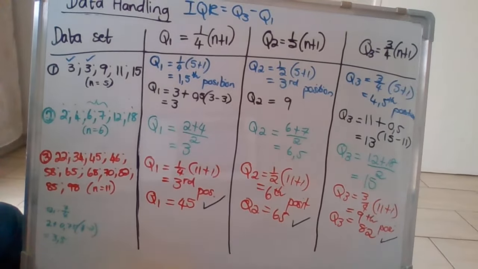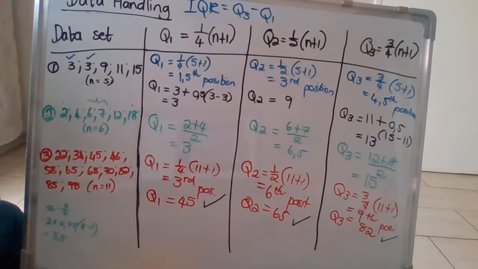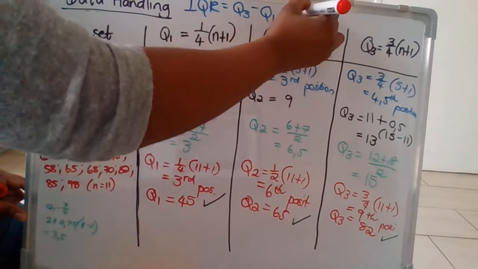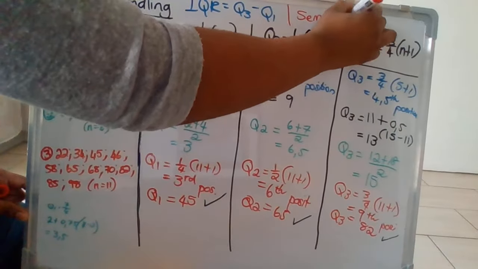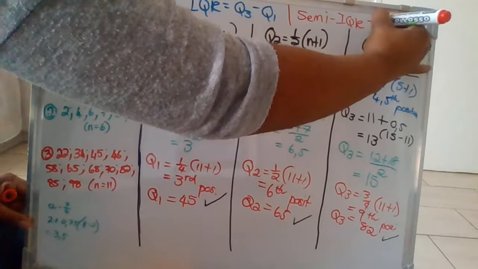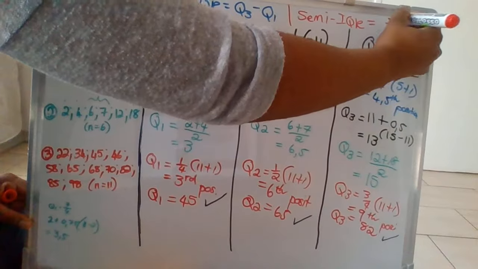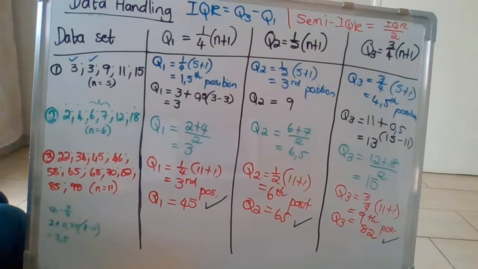And then from there, we have what we call the semi-interquartile range. So the semi-interquartile range is basically the interquartile range divided by 2.